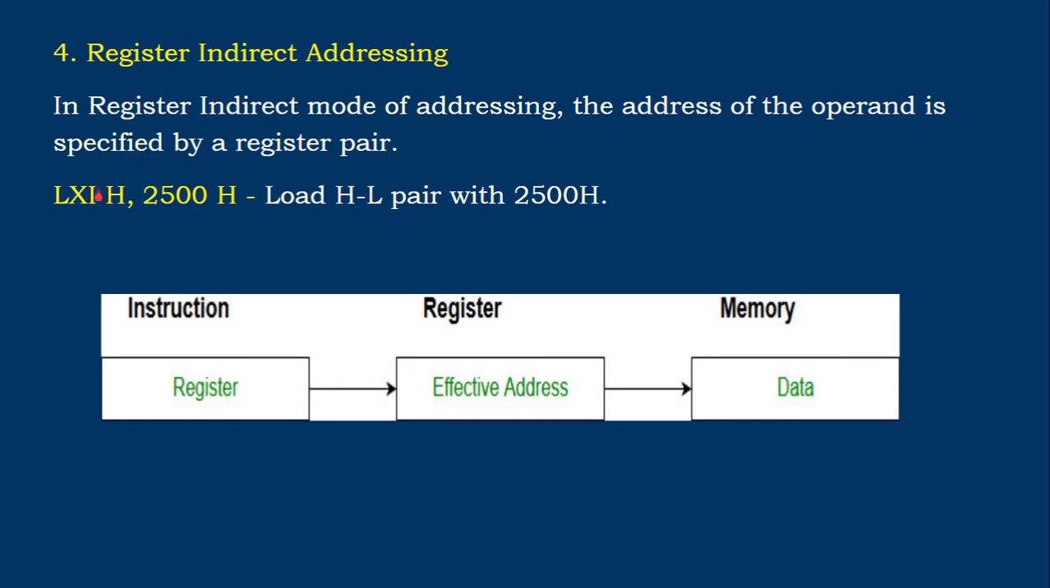The X indicates the HL pair, because using X in the instruction means the combination of H and L. This says that the address of the operand is held in the HL register pair, so this instruction contains the register pair. This is called an effective address. What is the effective address? It is the address where the data really is, and that address is stored in some other register. So that is the register indirect addressing mode.